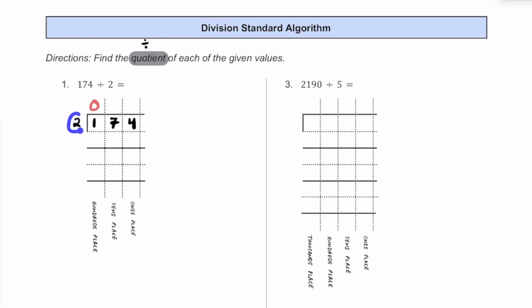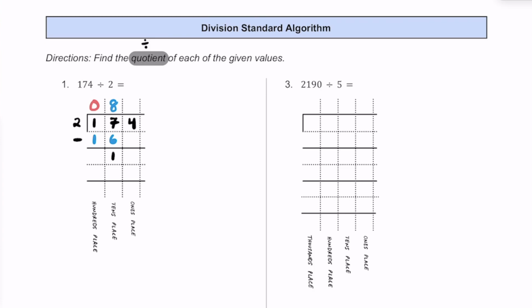So let's see how many times 2 fits into 17. Well, 2 times 6 is 12, 2 times 7 is 14, 2 times 8 is going to be 16, and 2 times 9 would be too much because that's 18. So let's put an 8 here. So 8 times 2 is going to be 16. Let's put that 16 here and subtract to see how far we were off by. So 17 minus 16 is going to be 1, and that's our remainder.